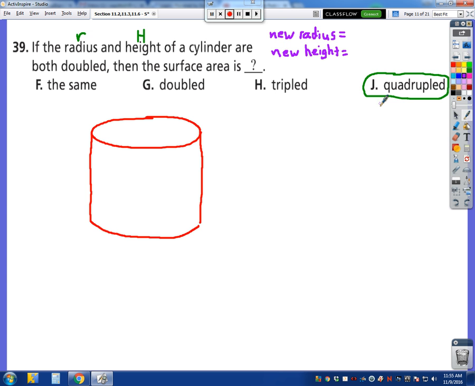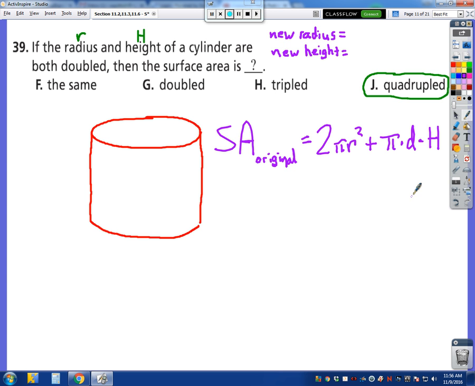Now, the way I want to look at this is let's just call the radius r and the height h of the original cylinder. That would mean that the surface area of the original, or the old, cylinder would really just be the formula for the surface area of a cylinder. It would be 2 pi r squared plus pi dh, right? And instead of d here, I could plug in 2 r's instead. So either way, the surface area of the original old cylinder that's got a radius of r and a height of h is just the formula.